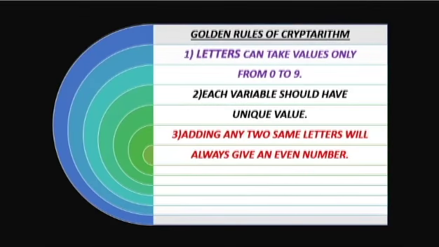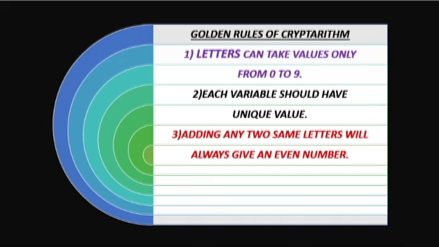Before jumping into the game directly, let us learn a few tools to fight. Those tools are in the form of rules. We call them the golden rules of cryptarithm. The first rule is letters can take values only from 0 to 9. It means you find unknown numbers in the form of letters and you have to assign some number to those letters. The rule is that you cannot assign any number more than 9. It means you should assign any number to the letter between 0 and 9.